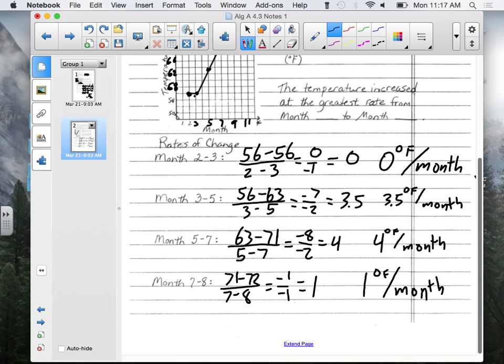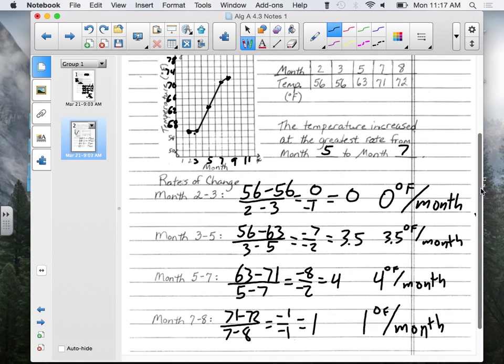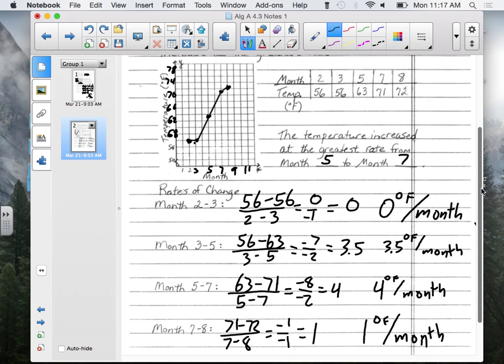So based on this, what interval? 5 to 7. So for this one, the temperature increased at the greatest rate from month 5 to month 7. Now we know for sure that during this interval, this one right there, that increased at the greatest rate. Does anyone have any questions about rates of change or anything? All right.